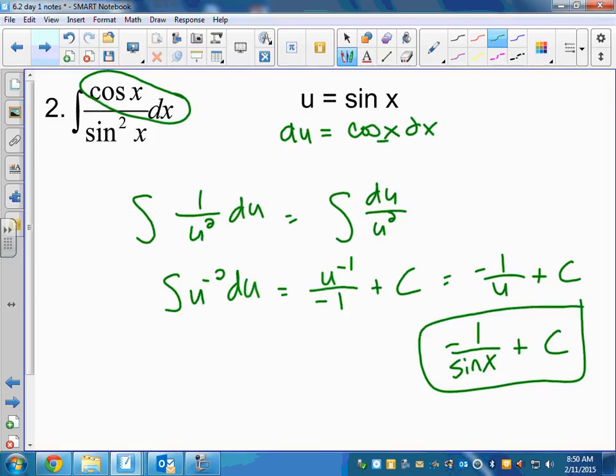Just be careful with that. It's a little tricky sometimes. Or could I make that even simpler? Oh yeah, look, I should really say that's negative cosecant x plus c. That's what the back of the book would say on that. That one wasn't so bad, right? Let's do another one.